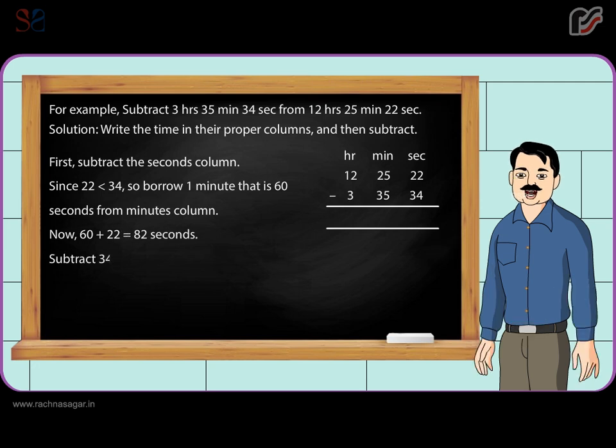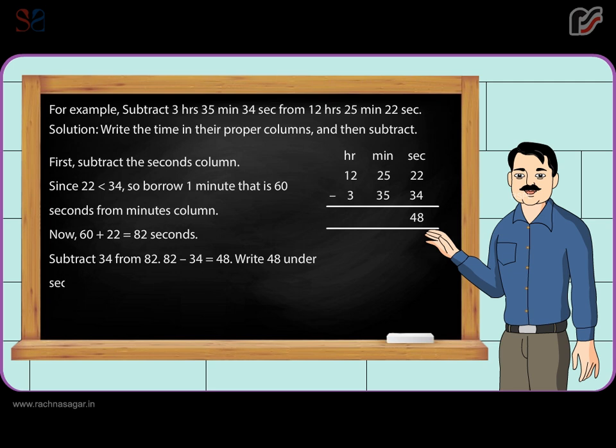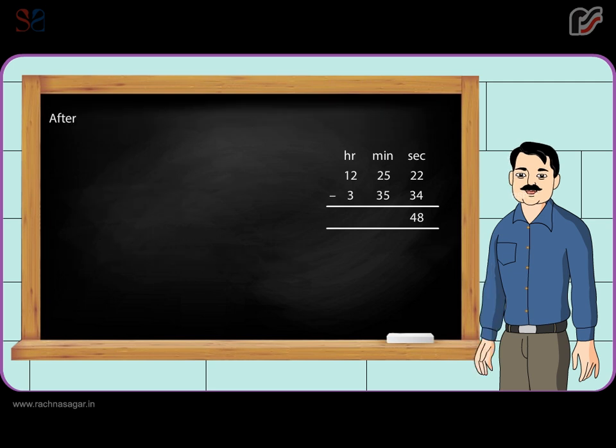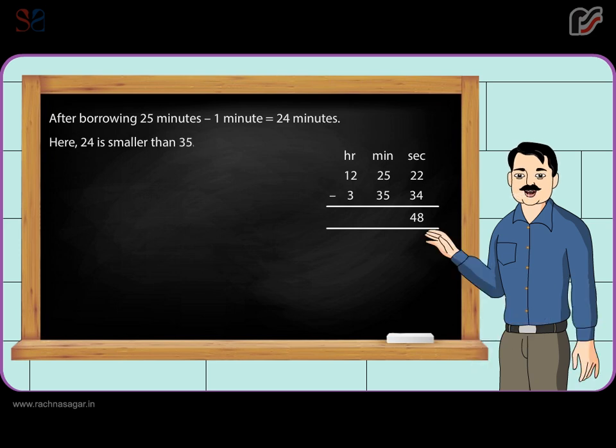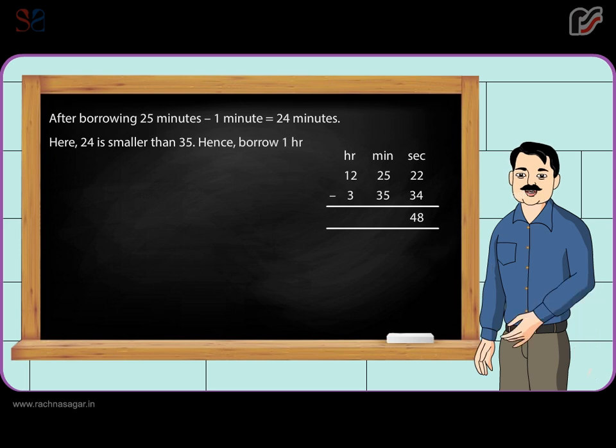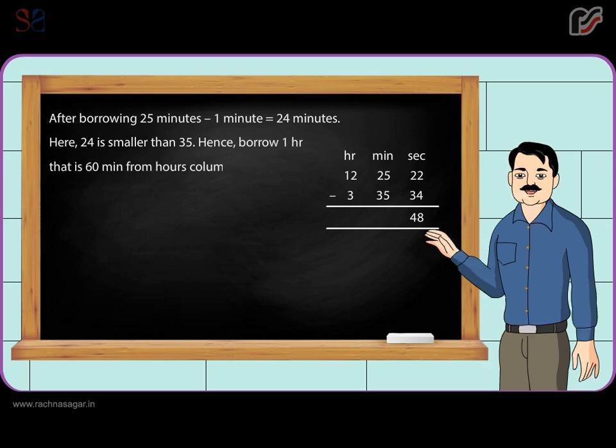Subtract 34 from 82. 82 minus 34 equals 48. Write 48 under the seconds column. After borrowing, 25 minutes minus 1 minute equals 24 minutes. Here, 24 is smaller than 35. Hence, borrow 1 hour, that is 60 minutes, from the hours column. Now, 60 plus 24 equals 84 minutes.